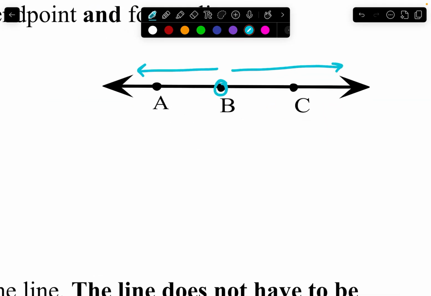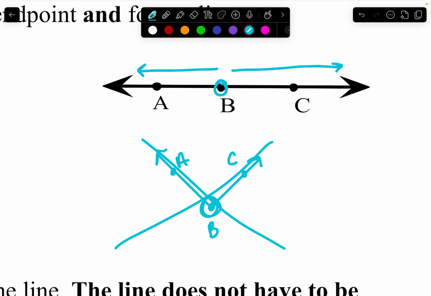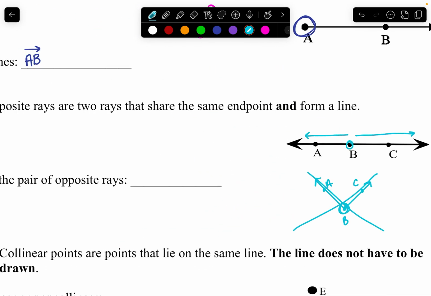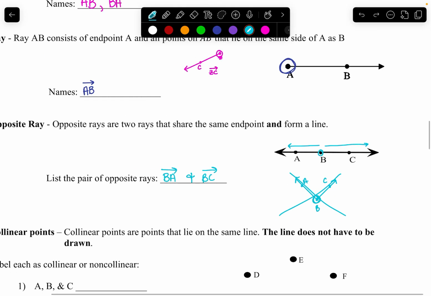This is not an example of an opposite ray. Here's A, here's B, here is C. Although these 2 rays do still share endpoint B, ray BA and ray BC do not form a straight line. Therefore, this is not an example of opposite rays, okay? So the opposite rays that I have here are ray BA, and the other ray here is BC. So notice that both of these start with the letter B, okay? And both of the arrows are going to be facing the right, even though ray BA is facing the left, okay? But those are my opposite rays.